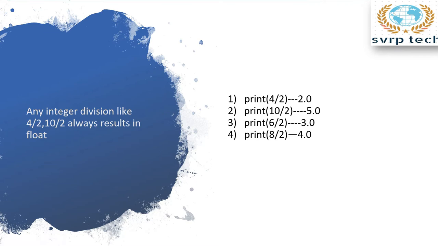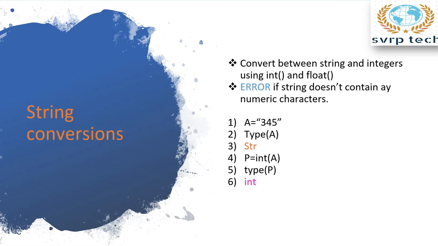Now let's see integer division. If you divide any integers, the resulting integer division always results in a floating value. Let's look here. Print of 4 by 2 always results in 2.0. Print of 10 by 2 always results in 5.0. This execution I am going to show in just a few minutes. Wait for that.